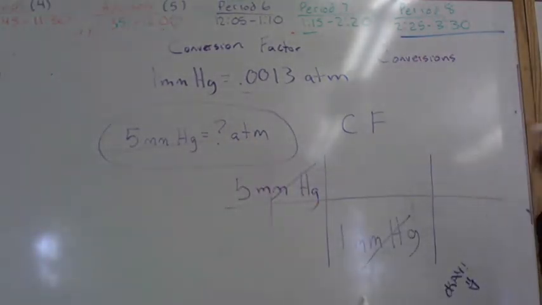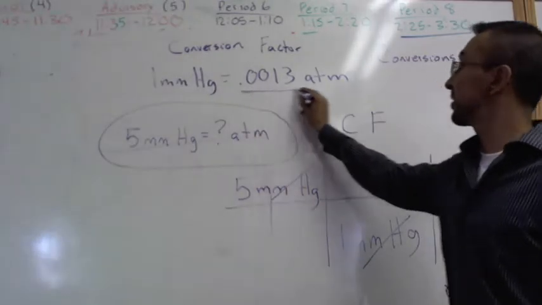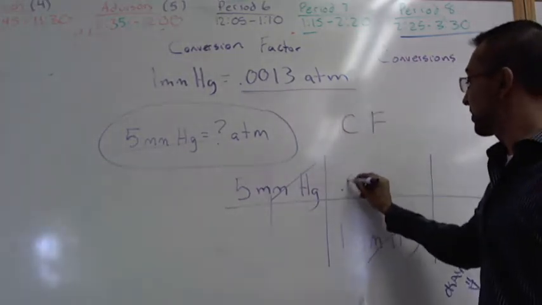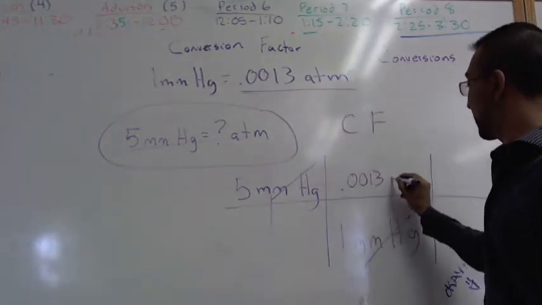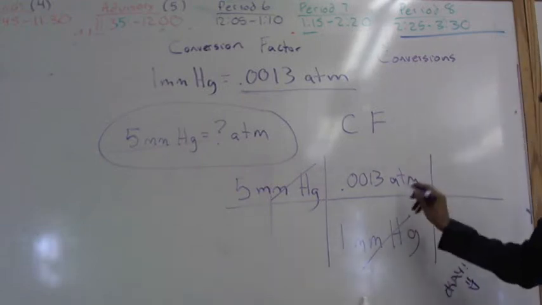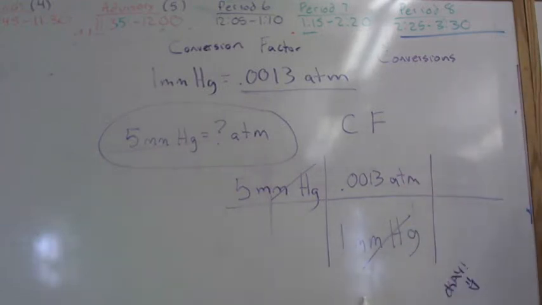So what's the other part of this? To put the atmosphere. So yeah, we're going to plug in this guy now. So it's 0.0013 atmospheres. And it's important to always write the units in there. So yeah, now we've set this up right. Now we just do the math. What is the math? 0.0065. That's the answer.